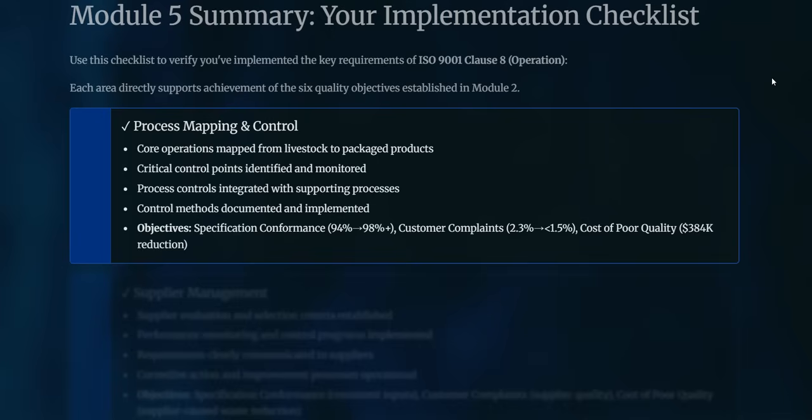First, check the process mapping and control, and it must consist of the following effectively: co-operational mapped from livestock to packaged products, critical control points identified and monitored, process controls integrated with supporting processes, control methods documented and implemented, objectives, specifications, conformance, and customer complaints and cause of poor quality.